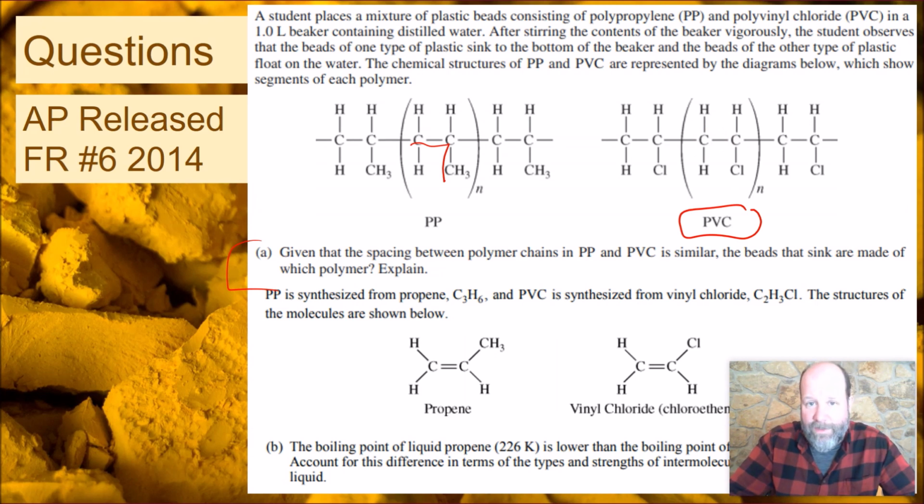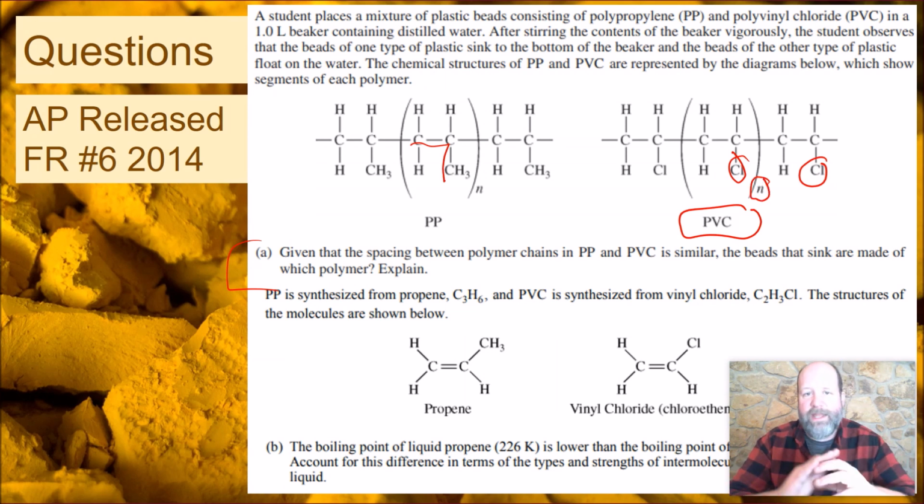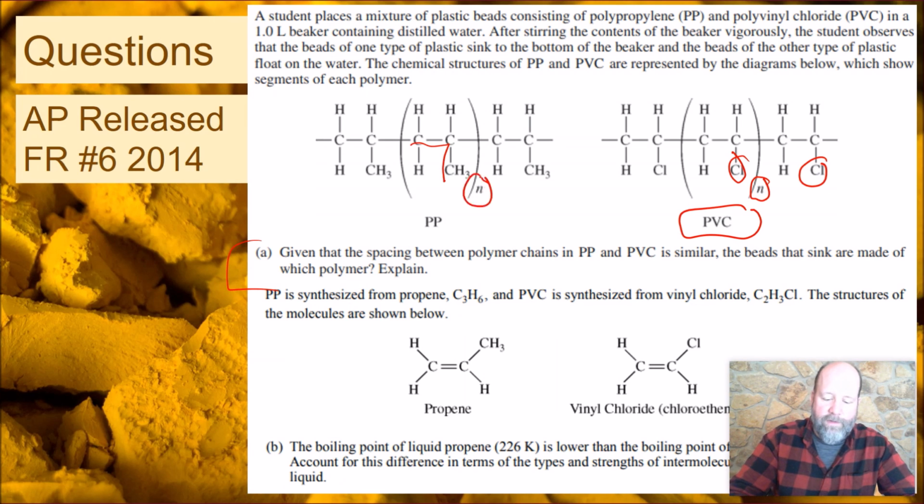So it's basically a bunch of ethylenes chained together, each one having a chlorine atom on there. And so we did this little n thing that tells you there can be any number of these things in there. And you can see it's here on this one as well. That's just an indicator that this is a polymer, because it could be a whole bunch of these things. And so when you're looking at this question, the spacing between the chains is similar, okay? The beads that sink are made of which polymers?